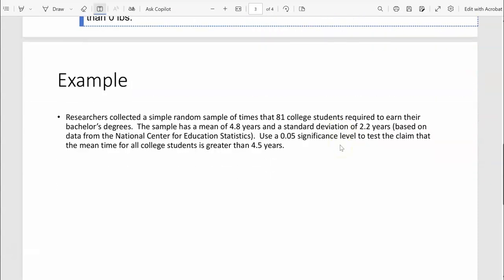So let's look at the next one. And this is where you may want to pause the video, try it, and then come back and check your answer.